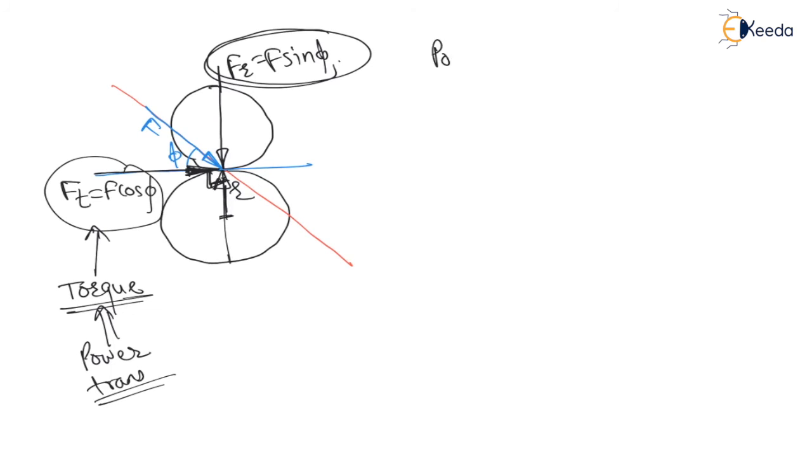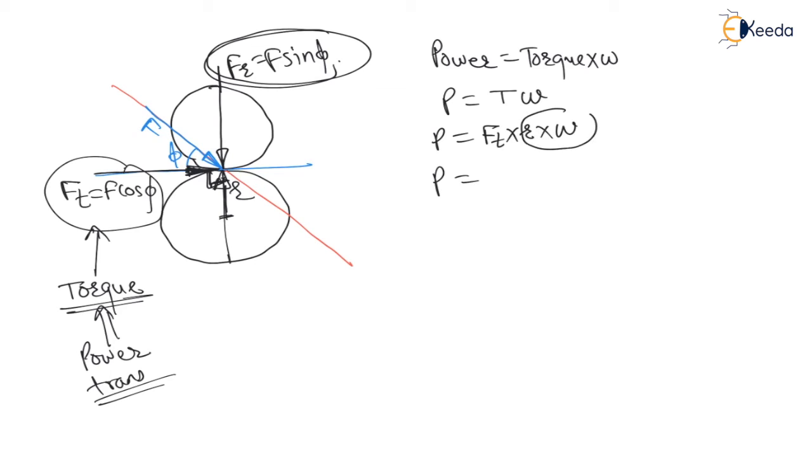Now we know that power is equal to torque into angular velocity. Therefore power is equal to tangential force into radius into angular velocity. Radius into angular velocity is linear velocity. Therefore power is equal to Ft into V. This is the power equation.